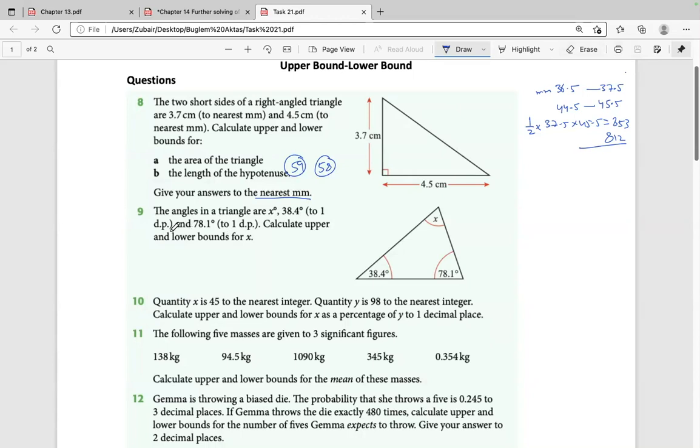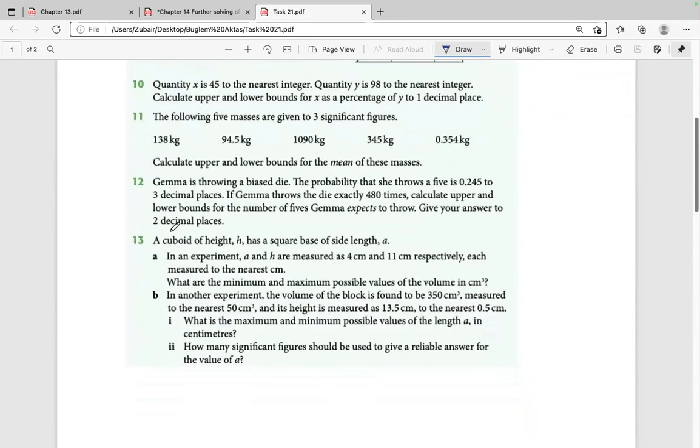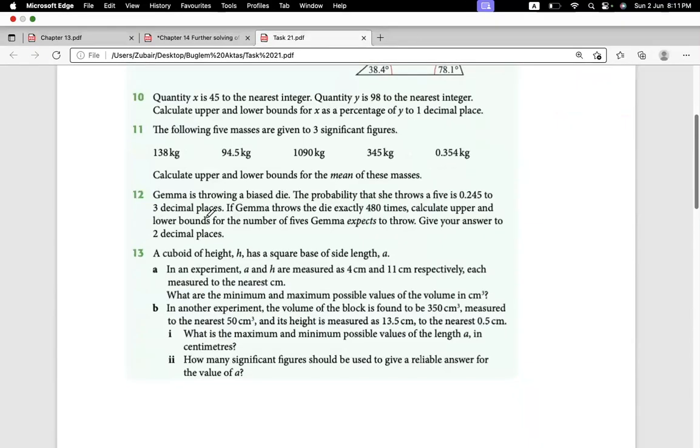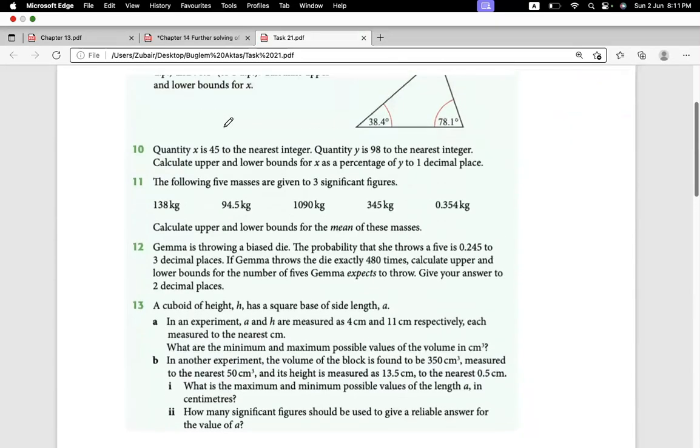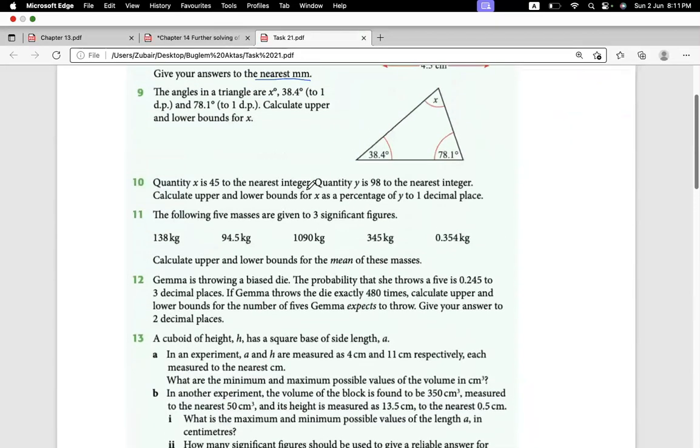We did this question 9 yesterday. Let's see question number 10. Quantity x is 45 to the nearest integer. Quantity y is 98 to the nearest integer. So when they say nearest integer, that means whole number, we are talking about 1, so plus minus 0.5. Calculate the upper and lower bounds for x as a percentage of y to one decimal place.